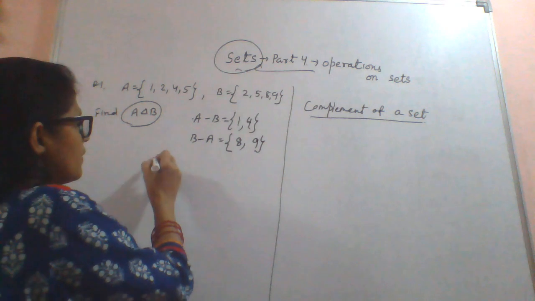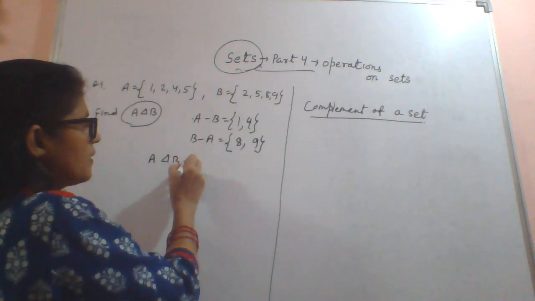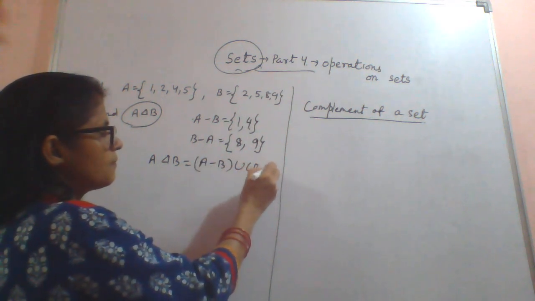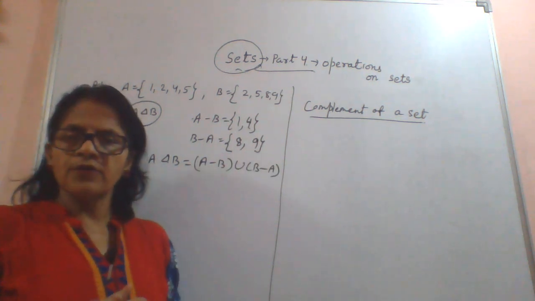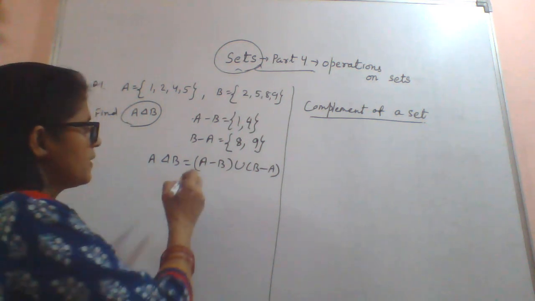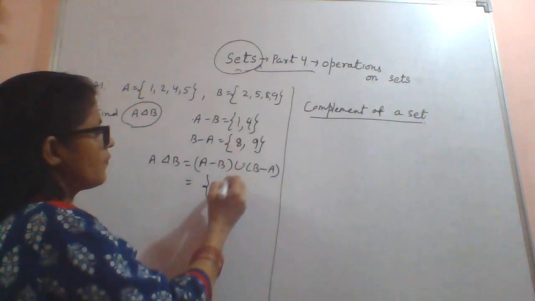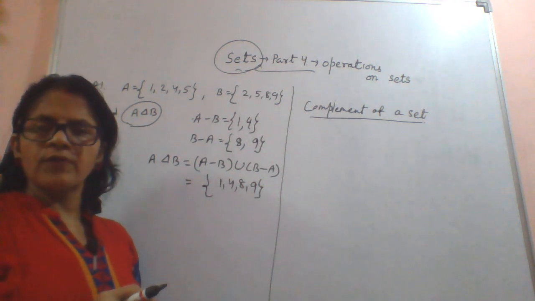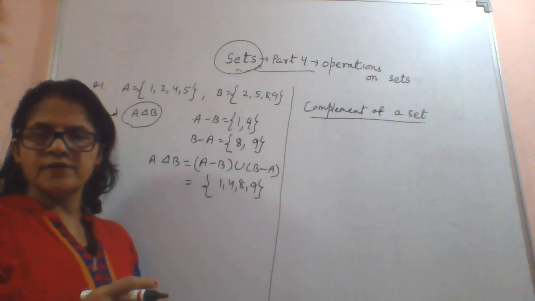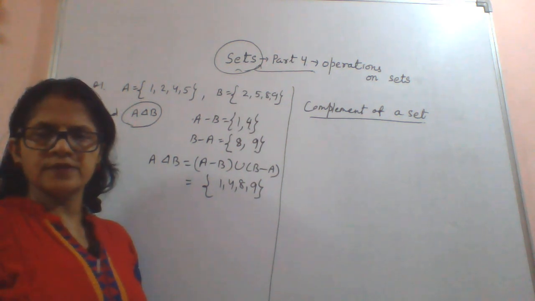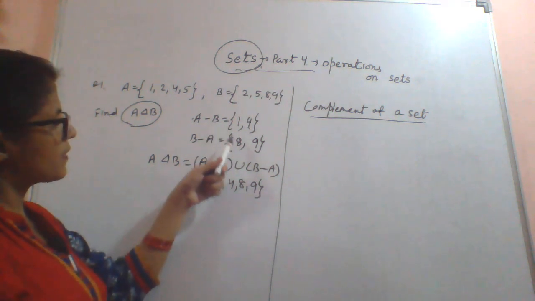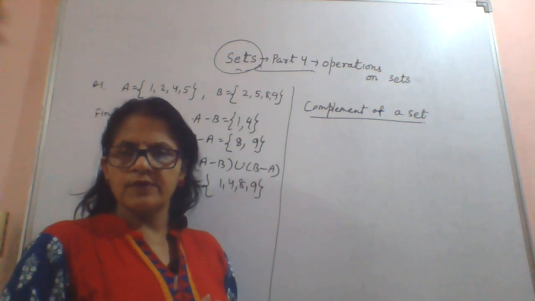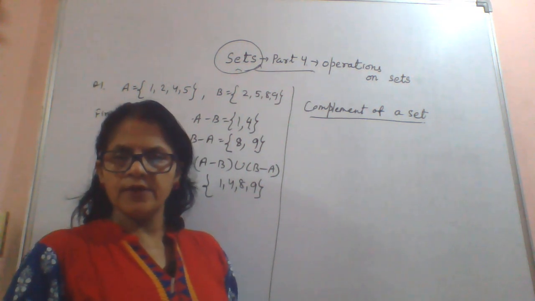Okay, so now A symmetric difference B is A difference B union B difference A. So you know how to take union of two sets. So that is equal to what? 1, 4, 8, 9. Okay, so this is the way we have to find A difference B union B difference A. And you can clearly see A difference B and B difference A, whichever example you take, whether you take Venn diagram, you will not find any common portion.